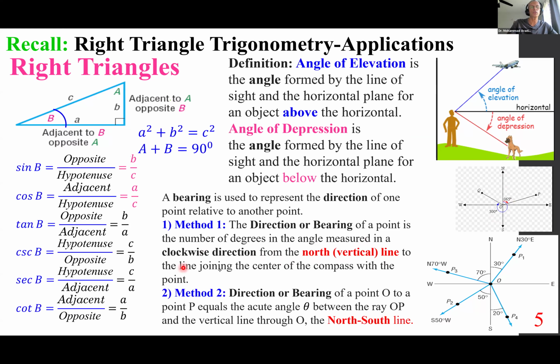From the north vertical line to the line joining the center of the compass with the point. Or the second method: the direction or bearing of a point O to a point P equals the acute angle theta between the ray OP and the vertical line through O, the north-south line. So you consider the closest angle either to the north or south. To the right of it is east, to the left of it is west. For the sake of argument, P1 would be north 30 degrees east, whereas P4 would be south 20 degrees east. So that's how we do that.